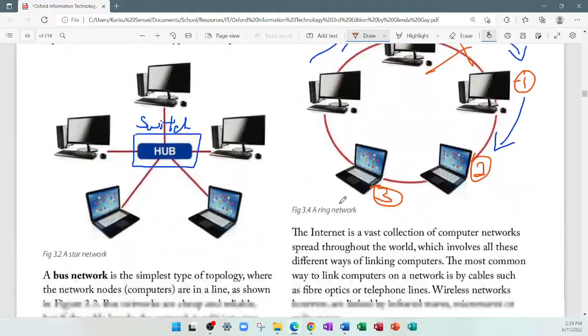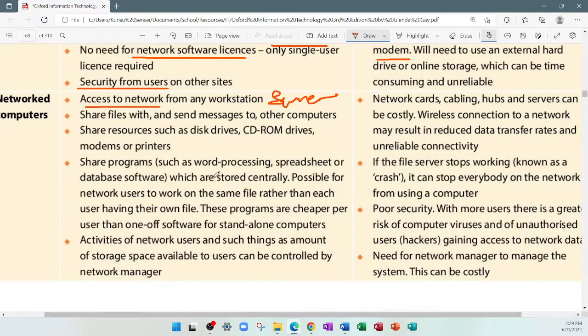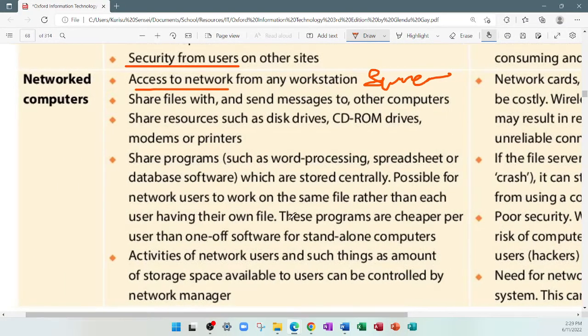Normally companies would give you login information, so a username and a password, so that you can log on to that server and be able to access the services. So the other advantages: you can share files, you can send messages, share resources, as I've been mentioning so far. You can access storage, CD drives, printers, modems, even share programs. As I mentioned, the server might have a word processing program, a spreadsheet program, and you access it from the server through your personal computer or through a workstation.